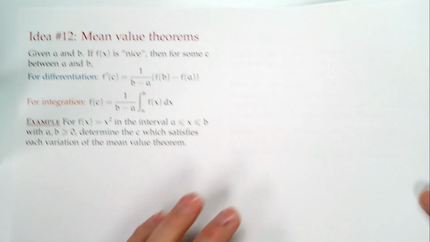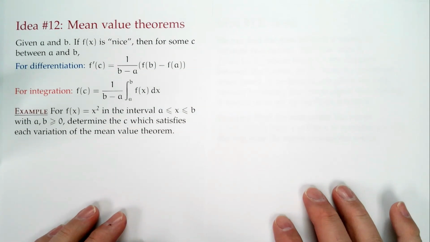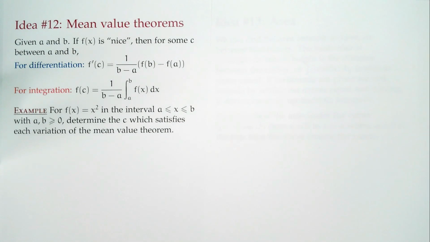Now, that brings us up to our next idea. All right. There are so many ideas, but don't worry, we're near the end. Idea number 12, mean value theorems. And these are nice to just sort of keep in mind. We don't use these very often directly, but they are important for the theory. So the mean value theorem says what?